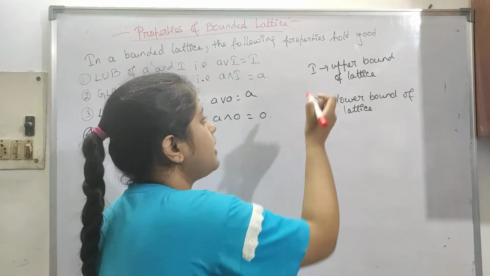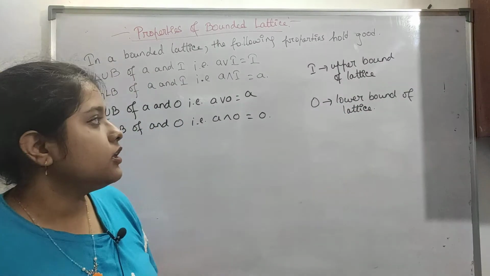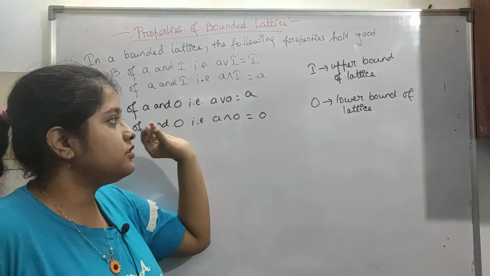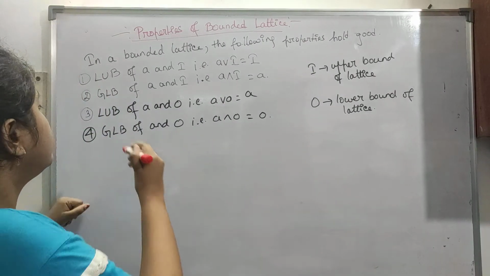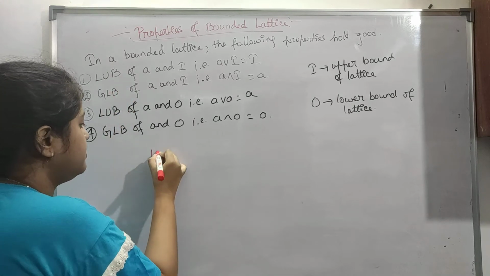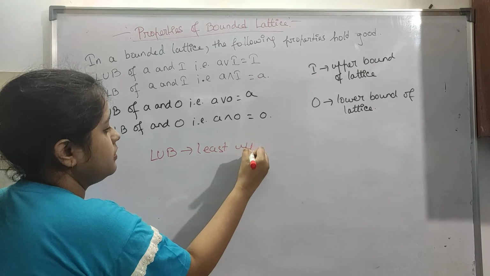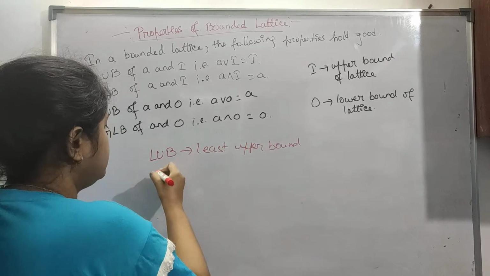So first thing is I is the upper bound of the lattice and O is the lower bound of the lattice. So now let's see some properties. You don't have to remember anything, okay. You just apply some common sense and you will get it. We just need some practice. So now LUB means least upper bound, okay. So we use this, okay.